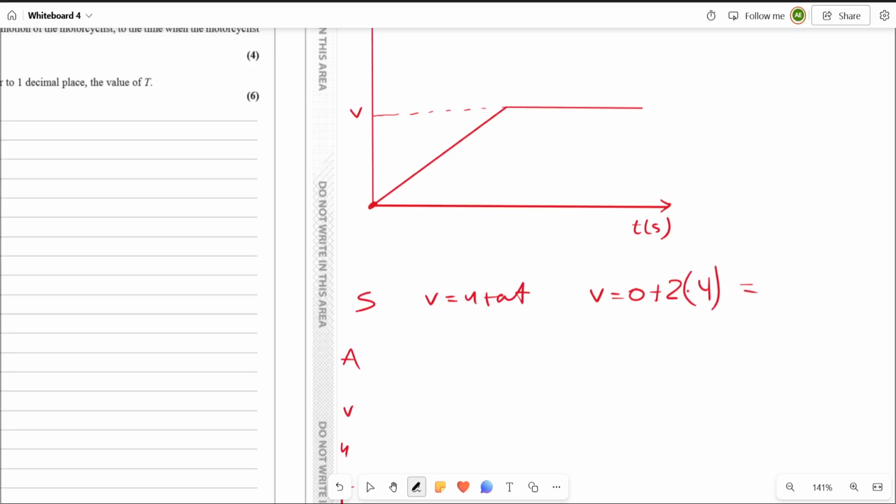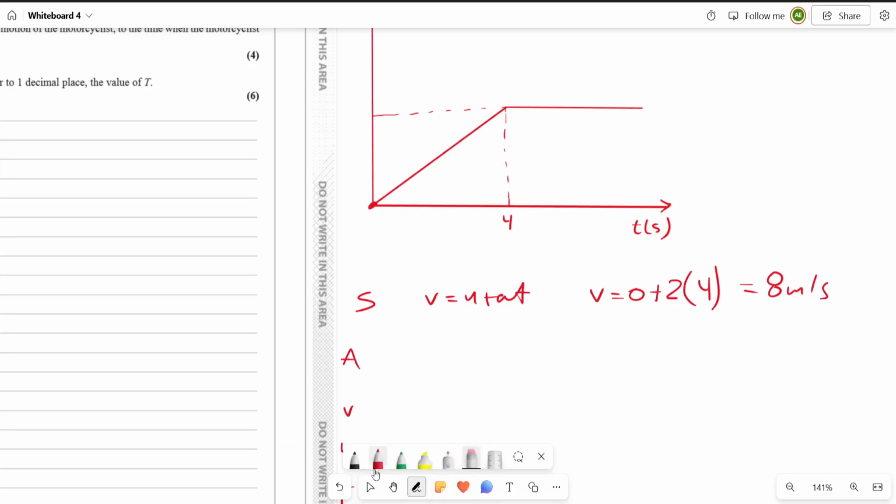So my velocity is going to be 2 times 4, which is 8 meters per second. So at this point over here, the time that has passed is 4 seconds, and the velocity is 8 meters per second. And now we've finished fully what we want to talk about regarding the cyclist. Okay?